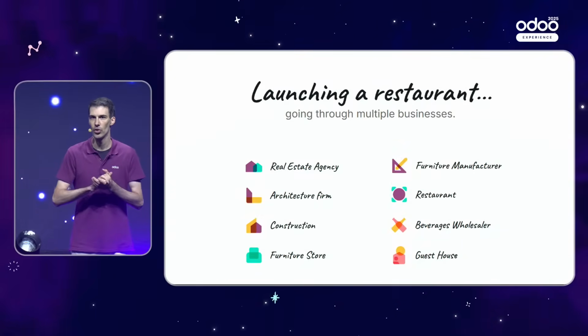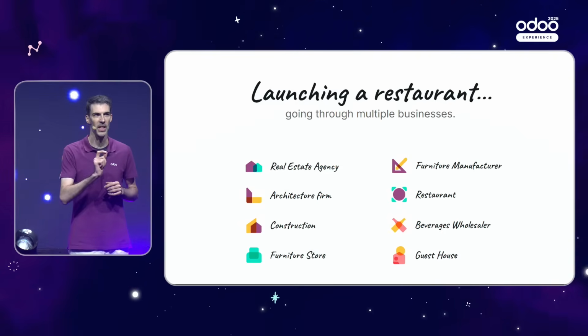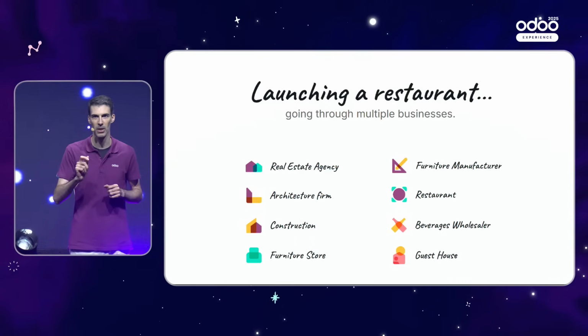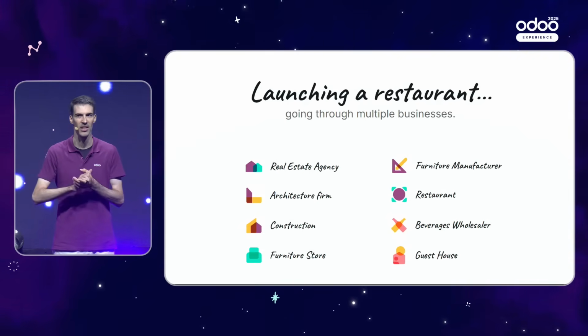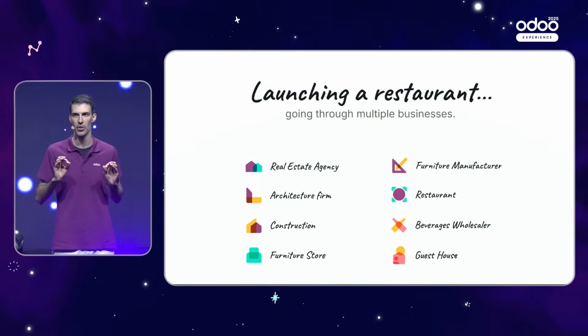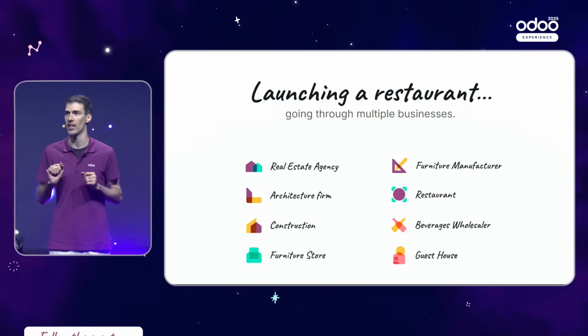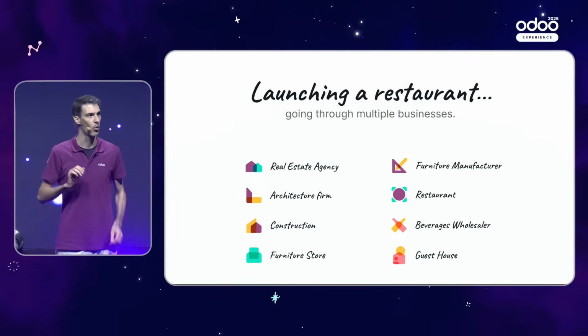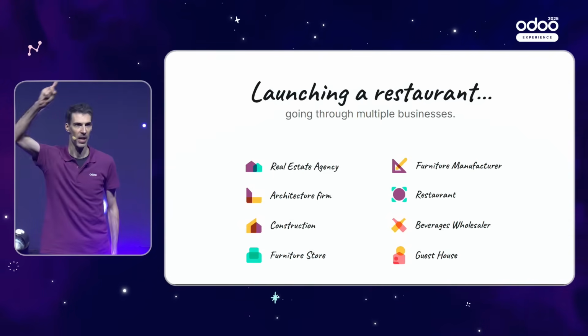Here's my plan. First, I'll work with a real estate agency to find a good location. Then, I'll contract with an architect to design the interior and draw the plans of my new restaurant. A construction company will do the heavy lifting and turn my dream into a concrete reality. Then I will need to find furniture stores and furniture manufacturers to help furnish my restaurant. And once all of this is done, it will finally be time for me to open the doors of my restaurant and welcome my first customers. This is 10 industries in 1 hour. Let's go.